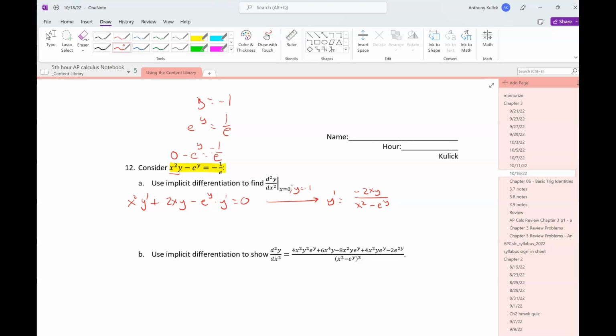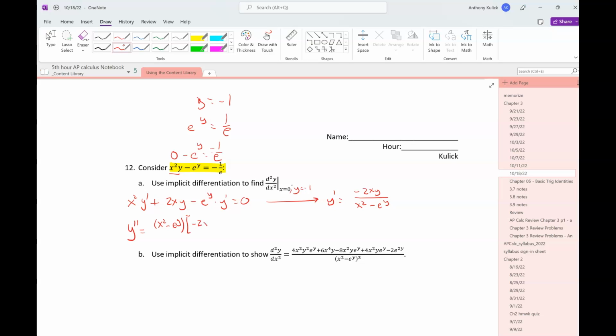So again, I didn't write out the algebra, but I said orally what I was doing. If you need me to write it out, I can. But it boils down to just getting the y prime by itself. Now, if I take the derivative again, I'm going to have to do a quotient rule. So I'm going to have the bottom times the derivative of the top.